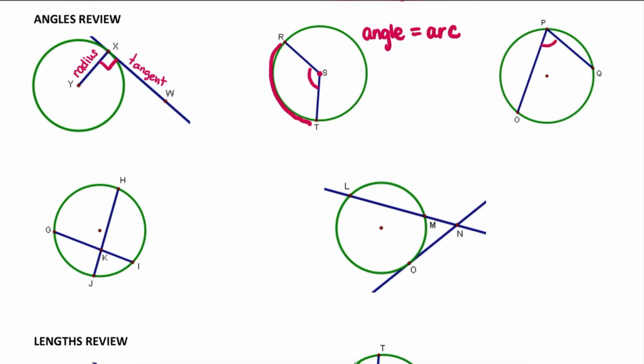Now when the vertex of the angle is on the edge of the circle, we're just going to look at that inscribed arc, and we know that the angle is half the arc. Or we can say angle equals arc divided by 2.